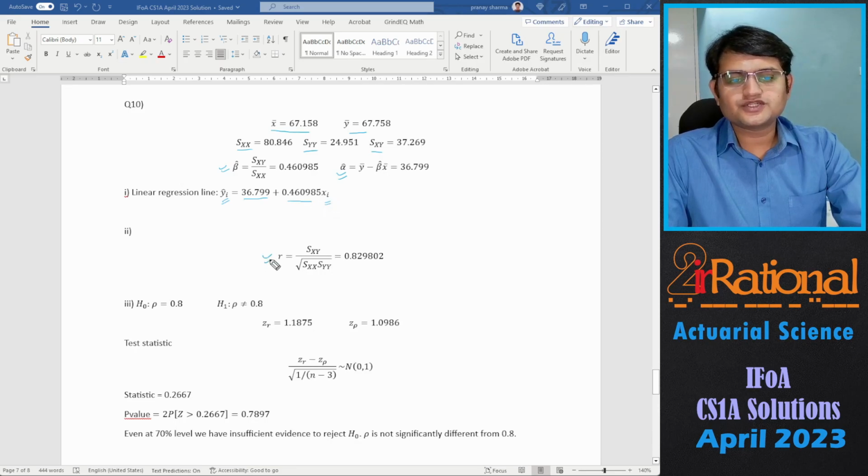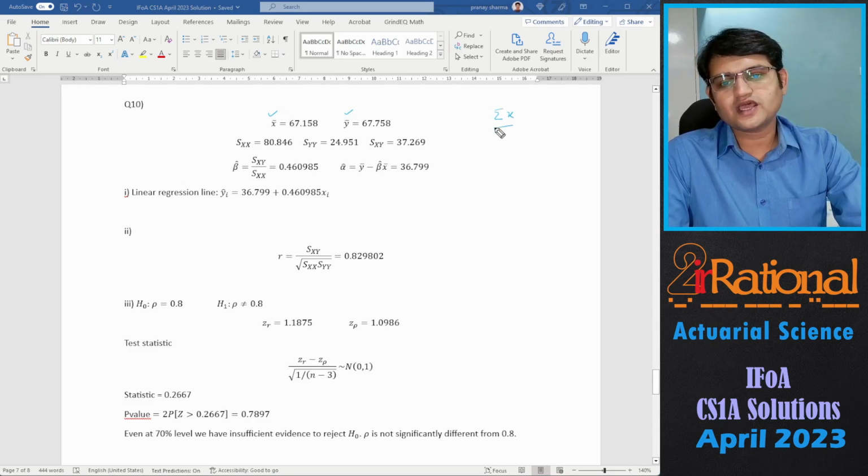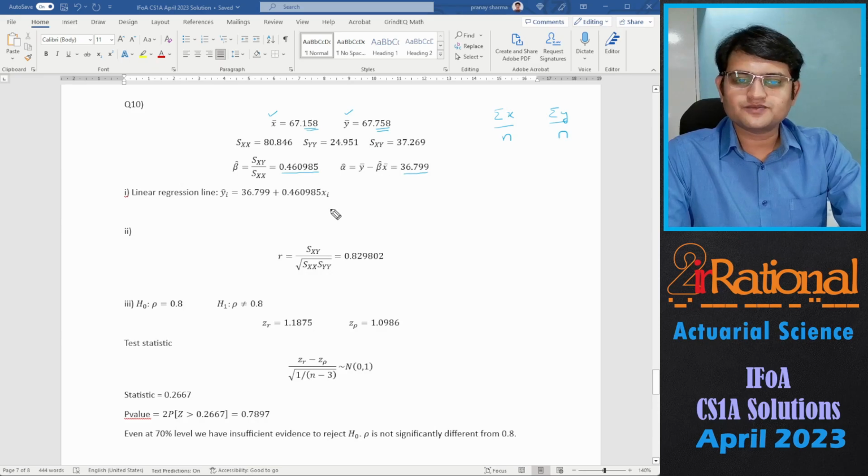Then Pearson's correlation coefficient R is going to be Sxy upon root of Sxx into Syy. So that is 0.829802. I have used the formulas here using x bar and y bar. If you are using summation x by n and summation y by n and then solving it, you will get a slightly different answer because of the number of decimal points that we are taking. So if your answer is slightly different from mine, don't worry, it will be accepted.